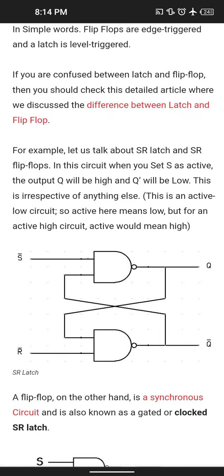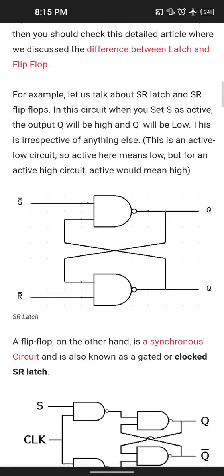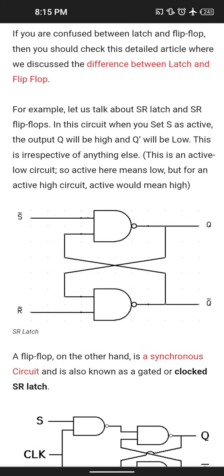In this circuit, when you set S as active, the output Q will be high and Q prime will be low. This is irrespective of anything else. This is an active low circuit, so active here means low, but for an active high circuit, active would mean high. This is the SR latch circuit diagram.